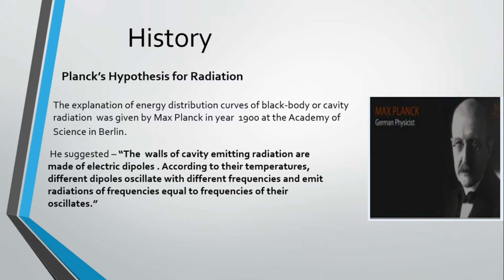Now, what are the hypotheses given by Planck? Let's see them. Planck explained the energy distribution curves of blackbody or cavity radiation in the year 1900 at the Academy of Science in Berlin. There he suggested that the walls of the cavity emitting radiation are made up of electric dipoles. According to their temperatures, different dipoles oscillate with different frequencies and emit radiations of frequencies equal to the frequency of their oscillations.